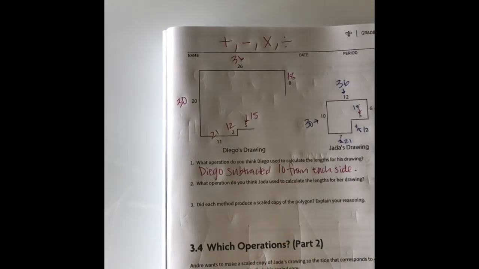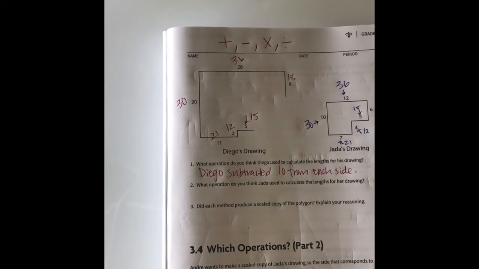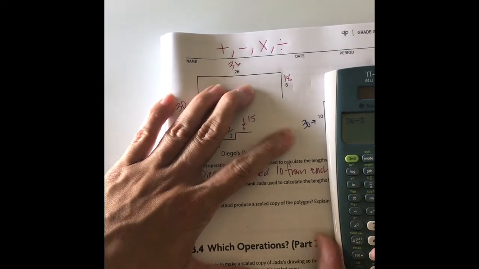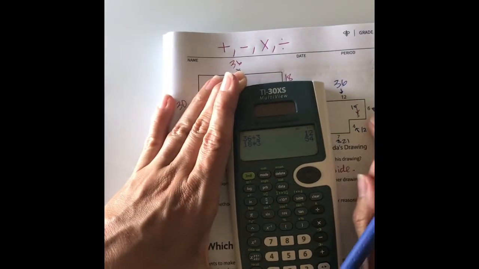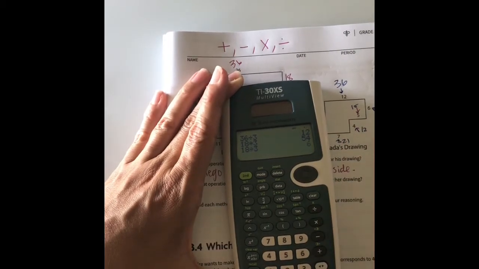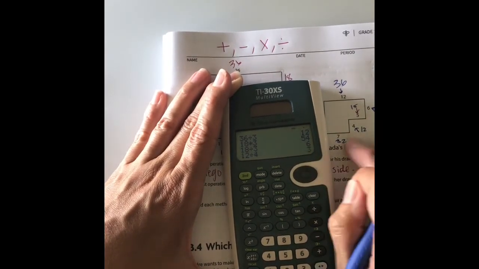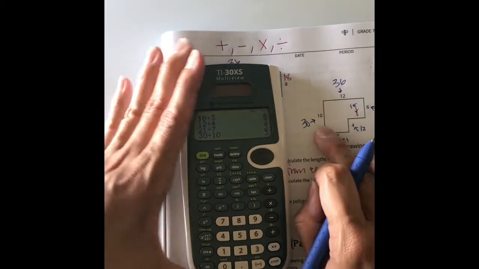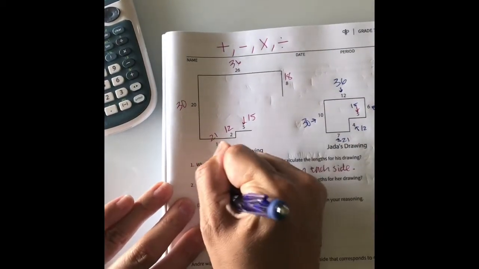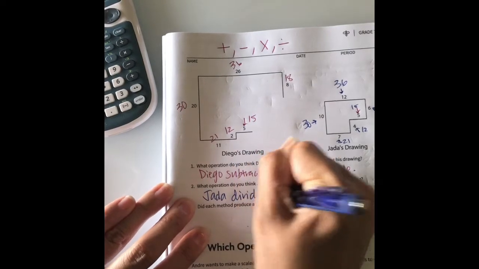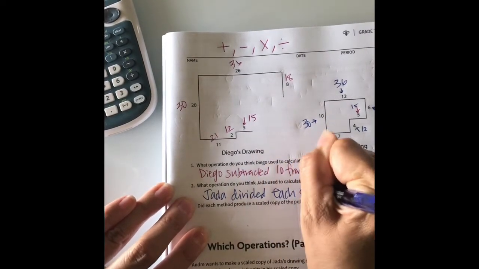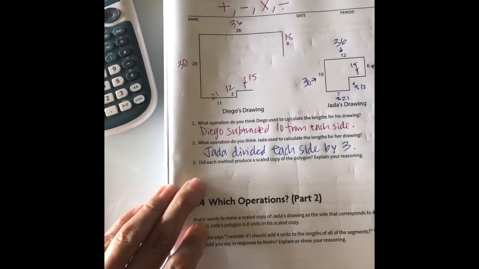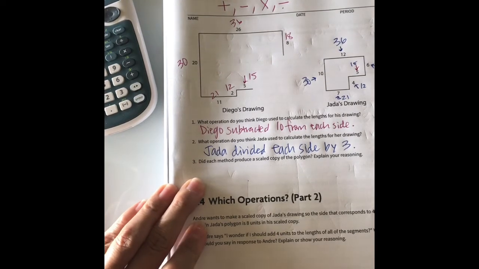36 divided by 3. If you guys don't know, you should have a calculator and you can check these. So 36 divided by 3 is 12. 18 divided by 3 is 6. Oops, 18 divided by 3, not times. 6. 12 divided by 4 is 3. 21 divided by 7 is 3. And 30 divided by 10, back at the start, is 3. So I'm going to say that Jada divided each side by 3.